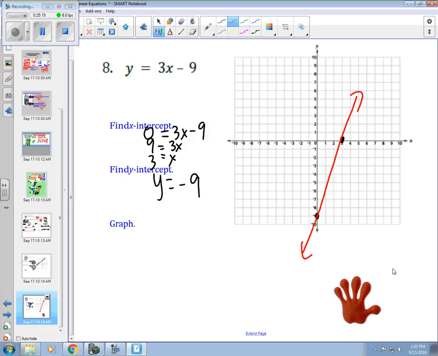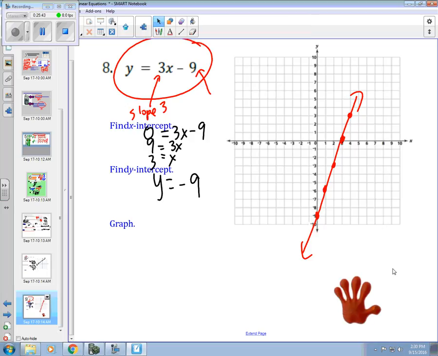Now some of you may remember this is in slope-intercept form. We'll review that in the next one a little bit. -9 is your y-intercept. The slope is 3. And if you look at this one, it is a slope of 3. Up 3 over 1, up 3 over 1, and it just keeps following that pattern. So that's another way you can graph that, which we'll review in the next video. So try your practice problems now and see what you get.